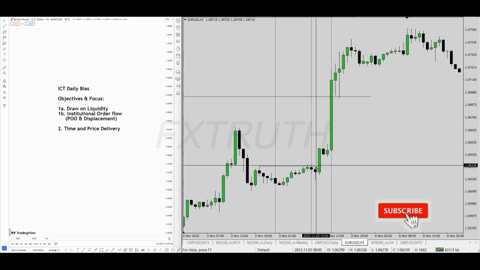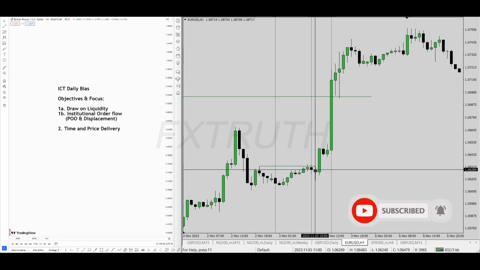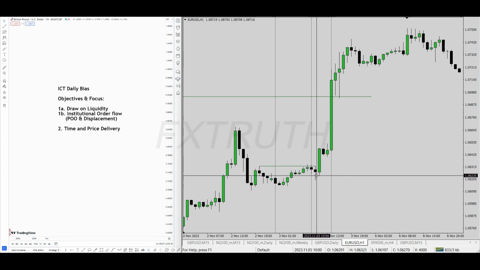Now we're waiting for price to come into our time zone, which is the London session right here. So price dropped down in this London session, all the way into a fair value gap right here. Now this is a fair value gap right there. Good. So price dropped here into this fair value gap.